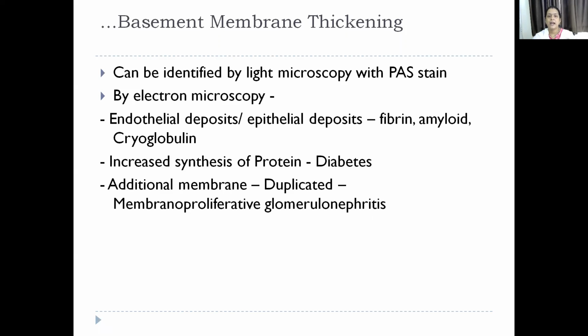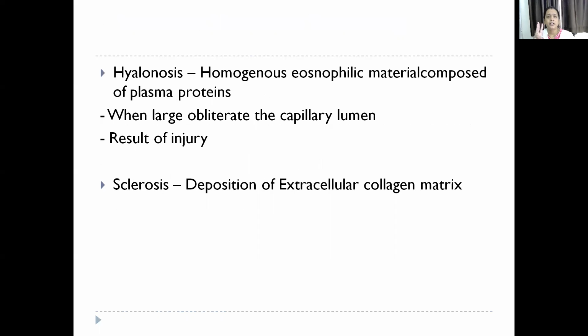So in the mechanism of glomerular injury, that means when the glomerulus is having a pathology or an injury, one is hypercellularity, proliferation of leukocytes and activated cells like mesangial and endothelial cells getting into action. Second, the basement membrane is getting thickened. The third one we have to know is hyalinosis, that is homogeneous eosinophilic material composed of plasma proteins which are insudated and get accumulated. Whenever they accumulate more, it can cause obliteration of the capillary lumen, and this can be a result of the injury, right?